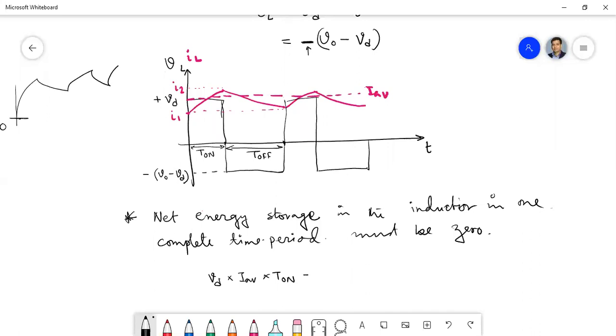And in the off period, what is the energy? (V0 minus VD) into I average into T off. Okay. So from that, we can write.